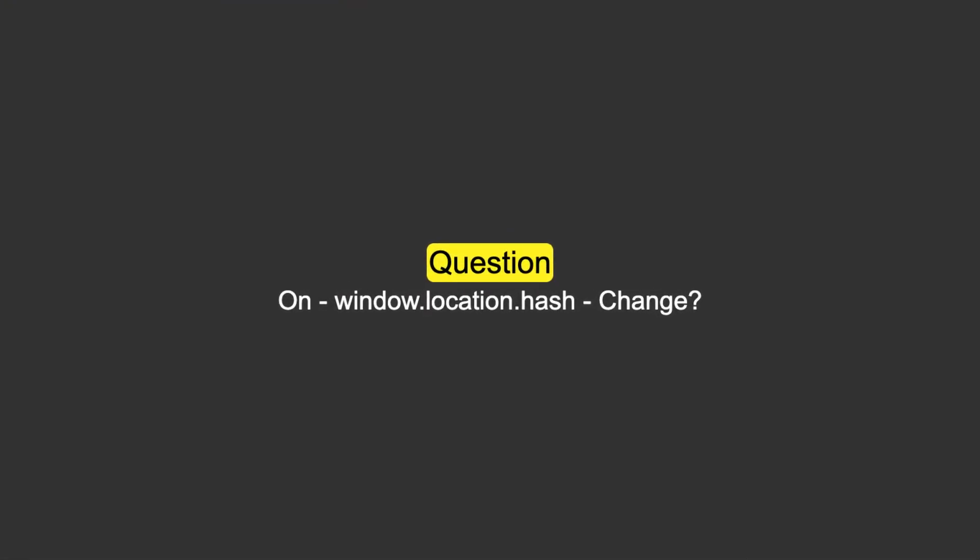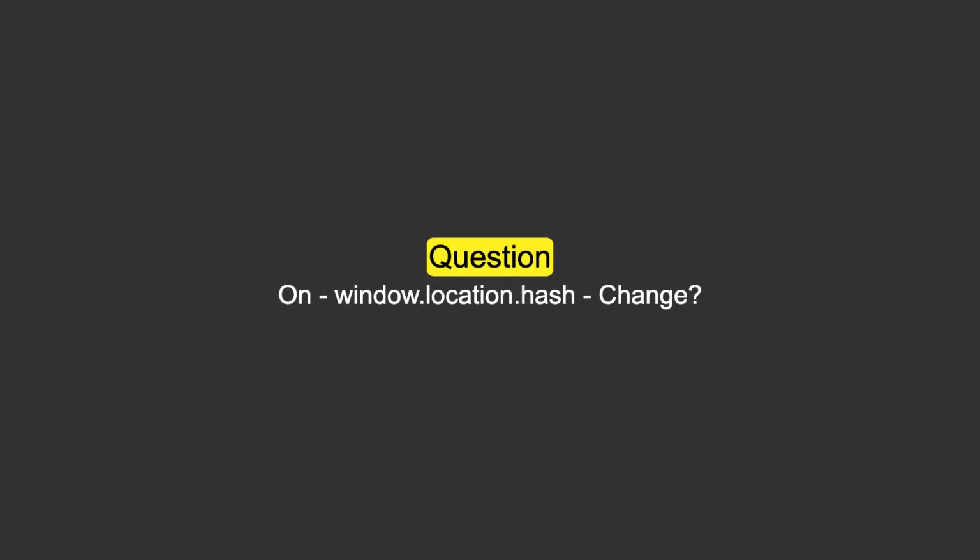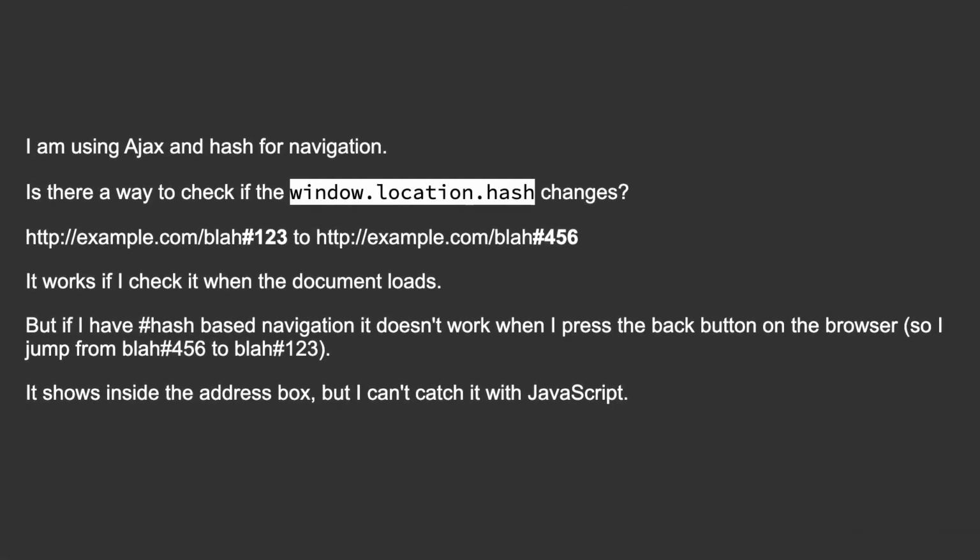window.location.hash change. I am using Ajax and hash for navigation. Is there a way to check if the window location hash changes? It works if I check it when the document loads, but if I have hash-based navigation it doesn't work when I press the back button on the browser, so I jump from blur hash 456 to blur hash 123. It shows inside the address box, but I can't catch it with JavaScript.